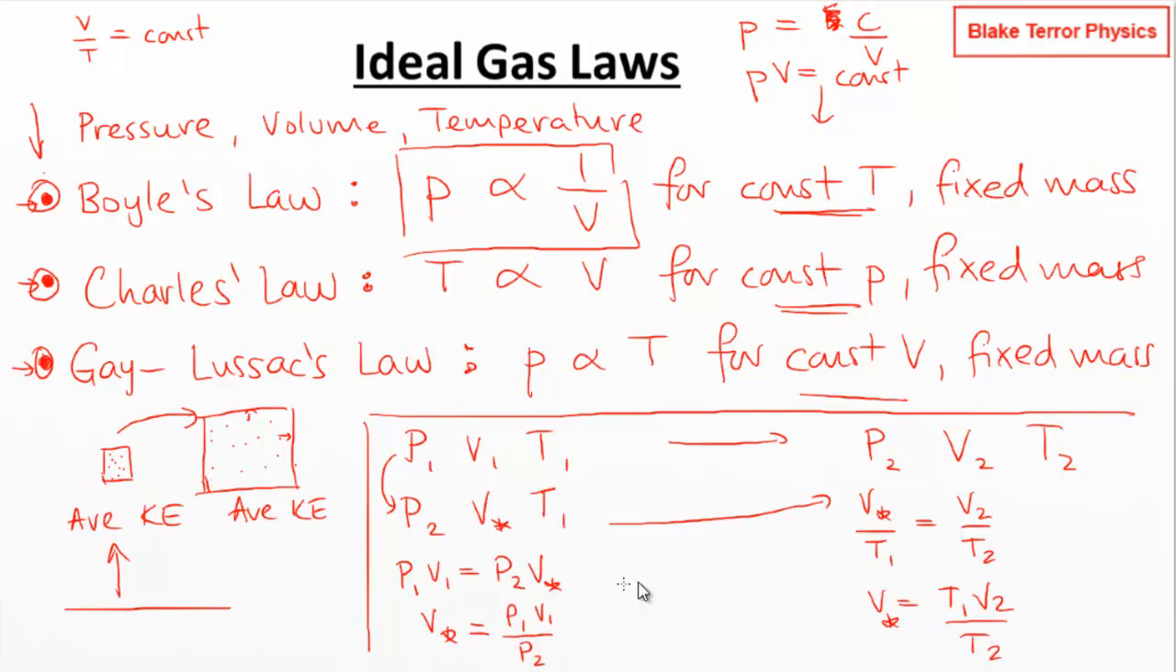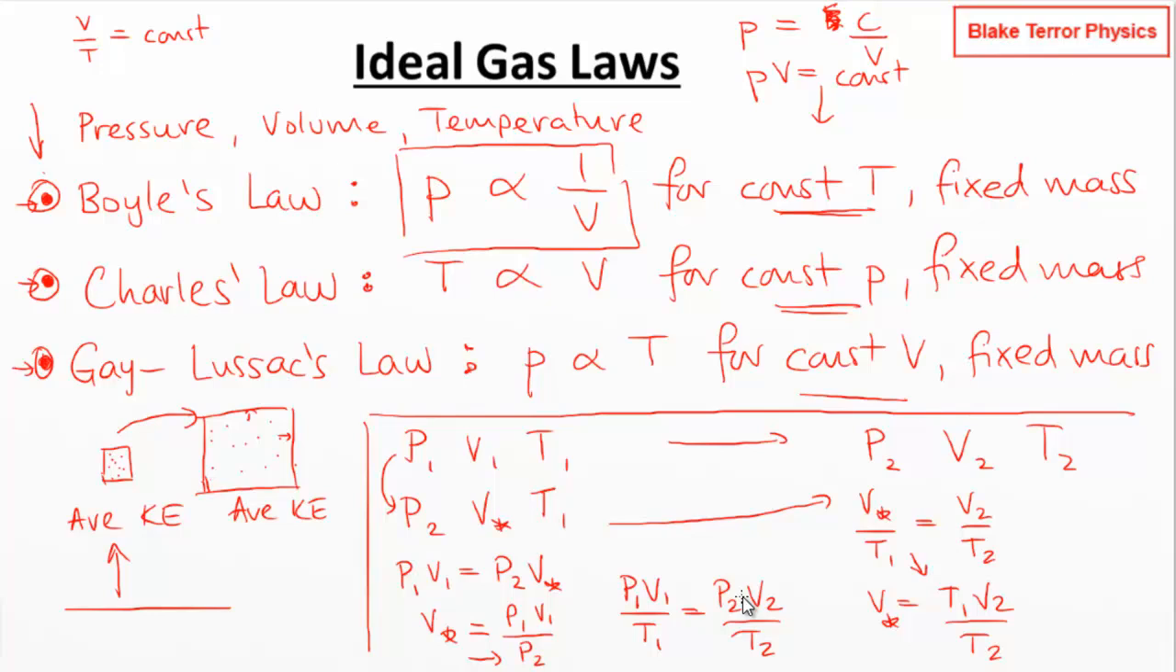Now we've got two equations related to V star. So let's equate these two things together and get all of the ones on one side and all of the twos on the other. We can multiply this one by the P2 there, and divide this one by the T1 there, and set them equal to each other. And then we've got P1 V1 over T1 is equal to P2 V2 over T2.